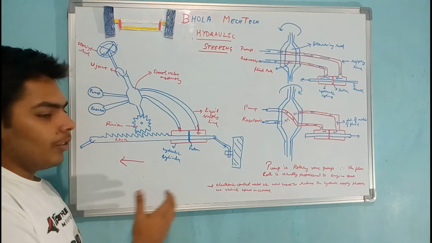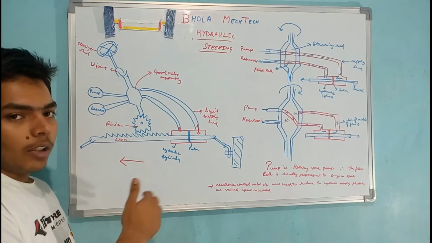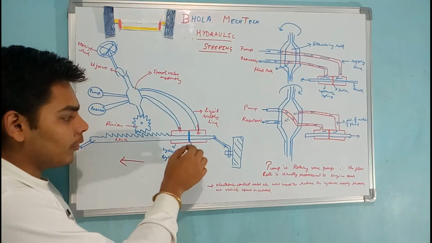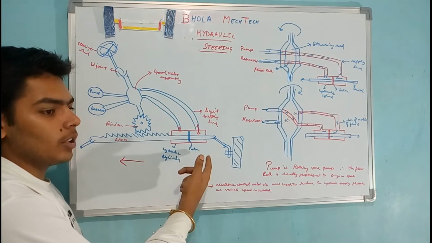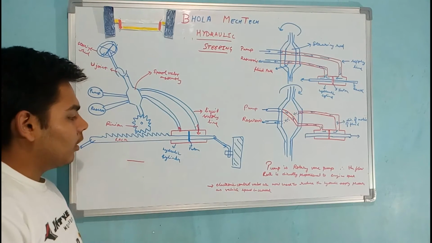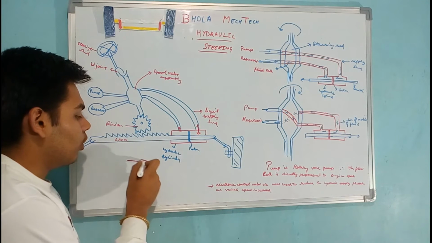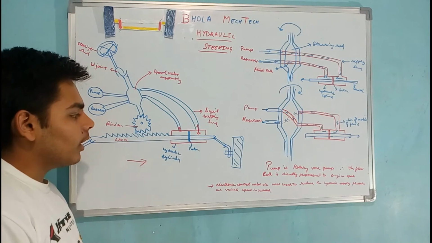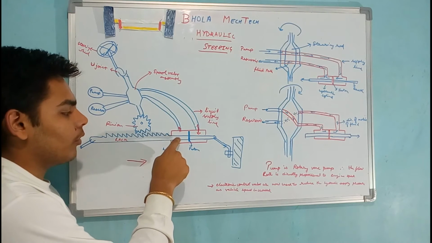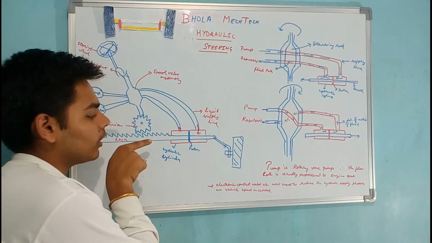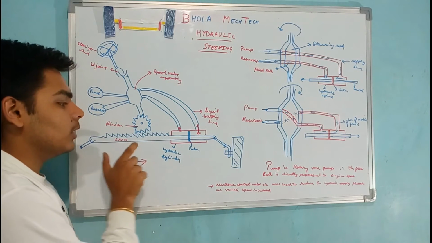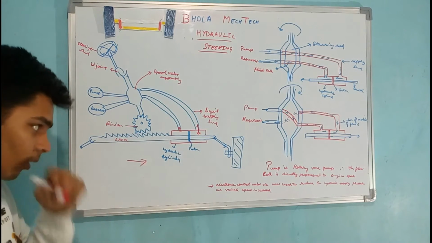In the direction in which the rack has to be displaced, the fluid must be entered in the opposite side of the cylinder. So if the rack is required to move in that direction, then the pressurized fluid must enter over here, which will exert force on the piston in that direction, and thus displace the rack in that direction.